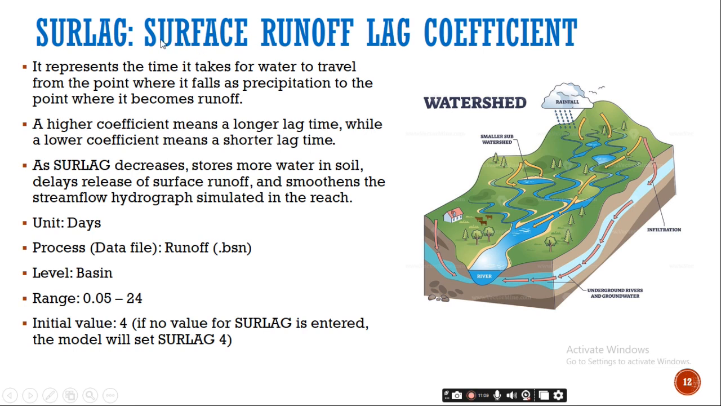Then after, SURLAG. SURLAG means surface runoff lag coefficient. It represents the time it takes for water to travel from the point where it falls as precipitation to the point where it becomes runoff. A higher coefficient means a longer lag time, while a lower coefficient means a shorter lag time. A SURLAG decrease stores more water in soil, delays the release of surface runoff, and smoothens the stream flow hydrograph simulated in the reach. Its unit is day and it processes the data in runoff. Recommended range is 0.05 to 24. Its initial value is 4.